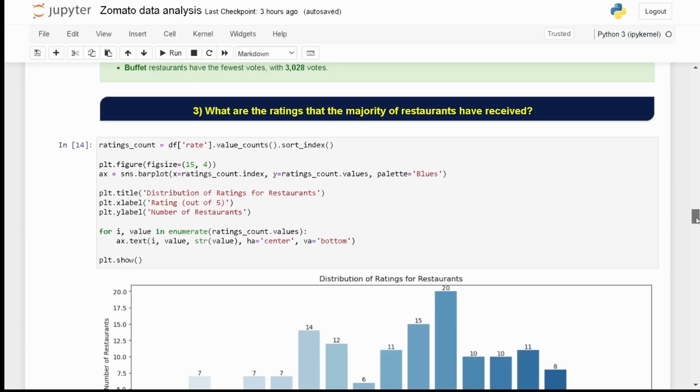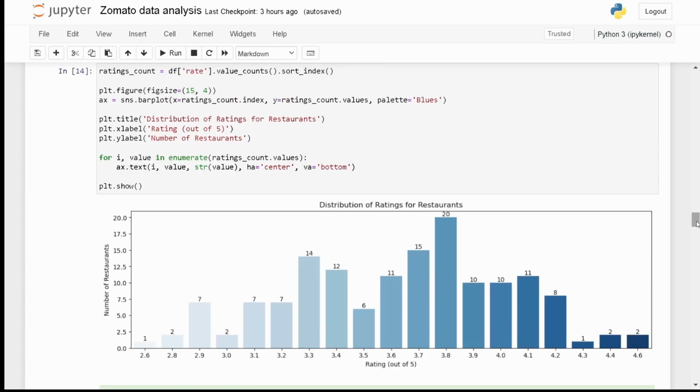Our third question is what are the ratings that the majority of restaurants have received? I have written this code to extract insight. You can see this graph. From the graph we can see that the majority of restaurants have received the rating of 3.8, which is the most frequent rating with 20 occurrences. This indicates that the average customer satisfaction level is relatively high but not exceptional.